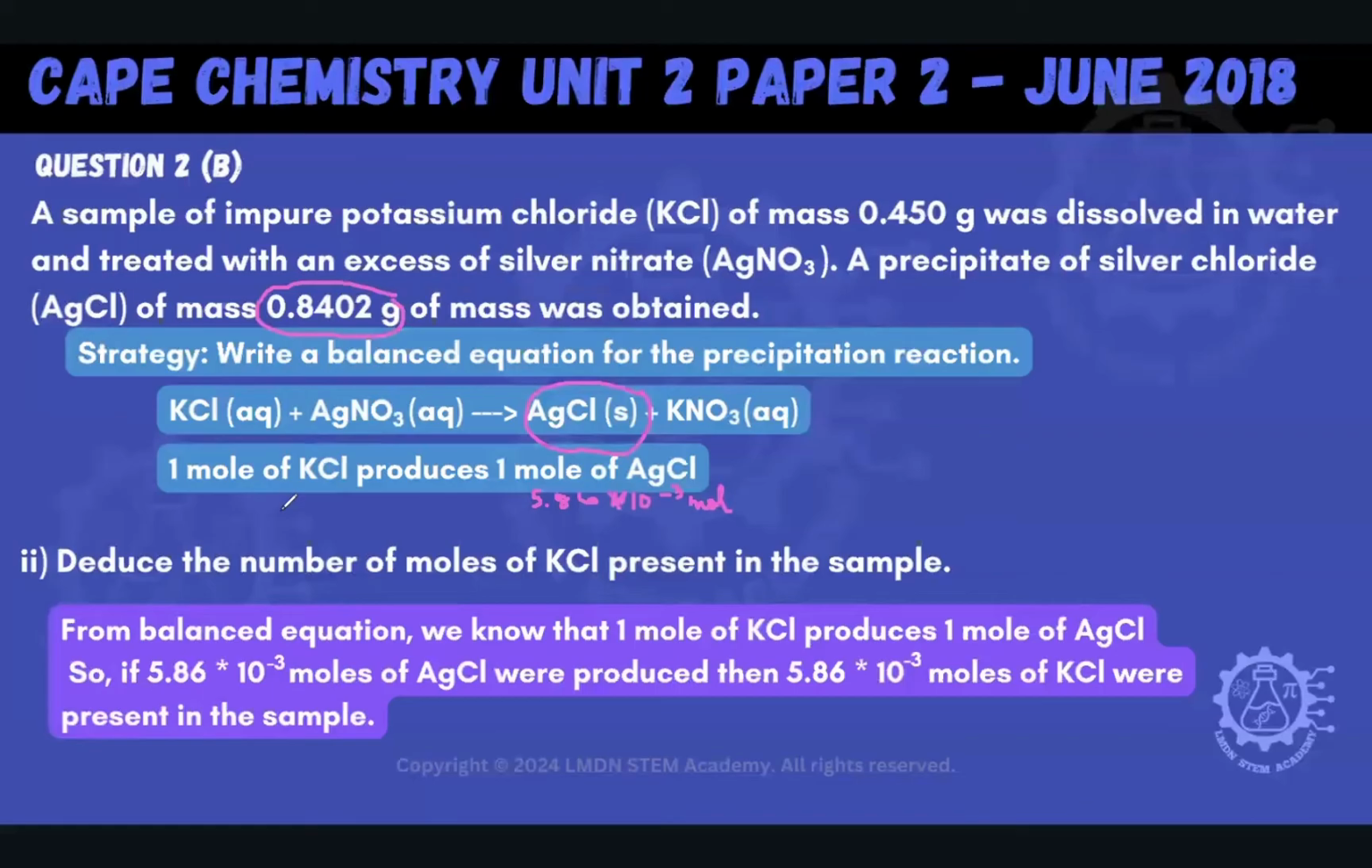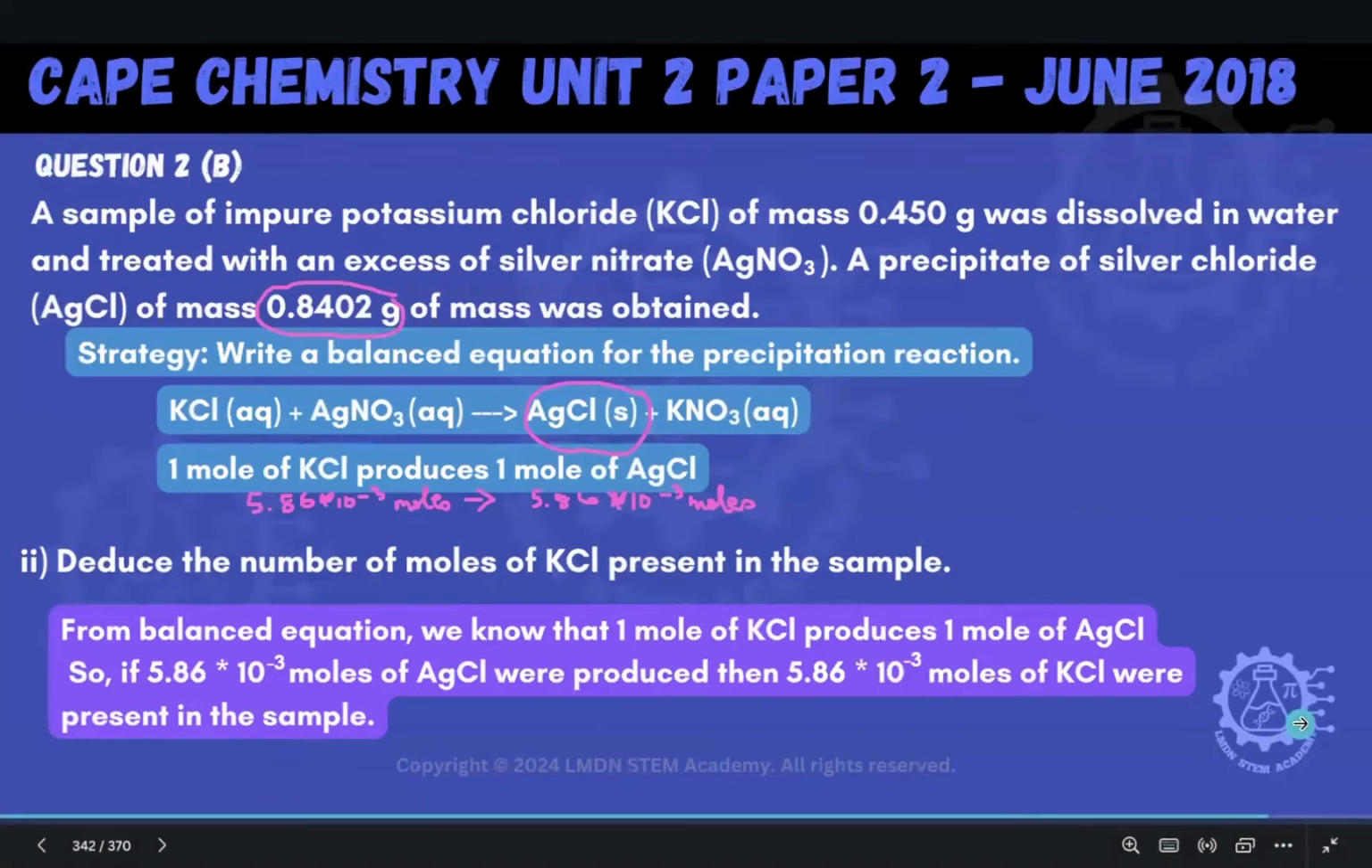So I'm just going to jot that down here. That's also going to be 5.86 times 10 to the minus 3 moles. Okay? So that's literally what 1-to-1 means. All right, so let us move on now and see what else is being asked of us. So this was part 2. So let's see what part 3 is all about.